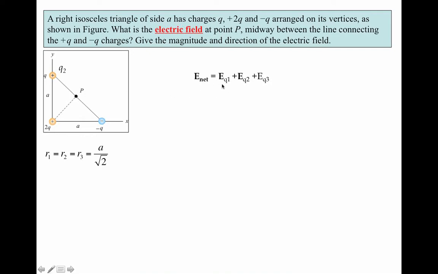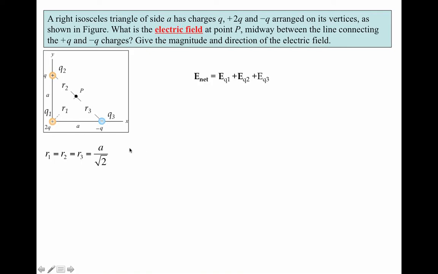And I wrote the net electric field as a vector is equal to the electric field due to Q1. Let me just, yeah, I call this Q1. So this is Q1, plus the electric field due to Q2, which I call Q2, and the electric field due to Q3, all as vectors. Okay, so what I have to do is find each electric field by itself as a vector along the x and along the y, and then I sum them up at the end.